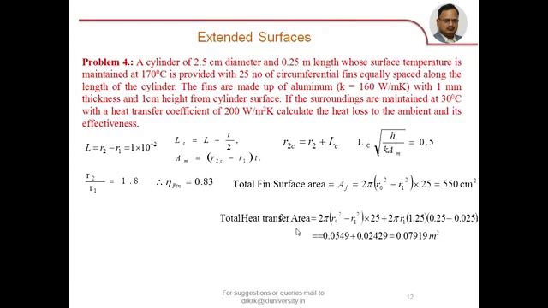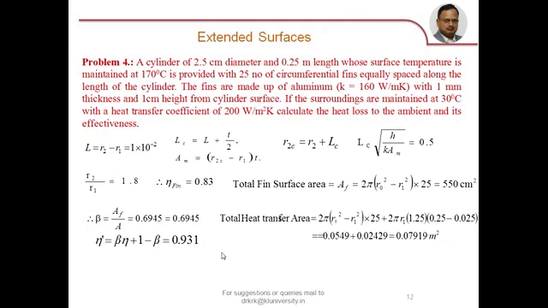And total heat transfer area available is 2π(R0² − R1²) into 25 plus 2πR1 into L into the height of the cylinder, 0.25 minus 0.025, that is equal to 0.07919 meters squared. Beta, the ratio of finned surface area to that of unfinned area, you will develop AF by A, 0.6945.